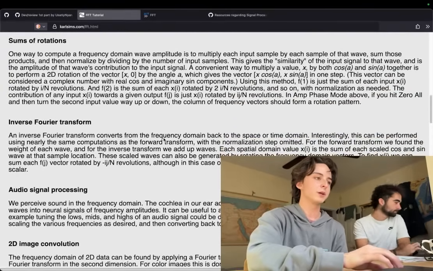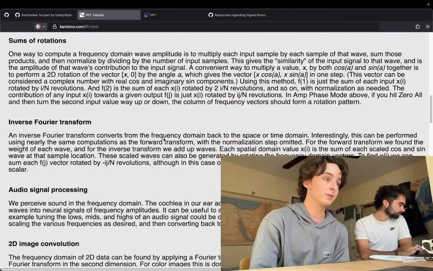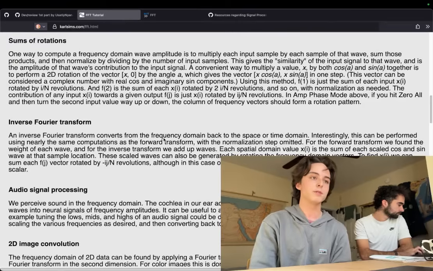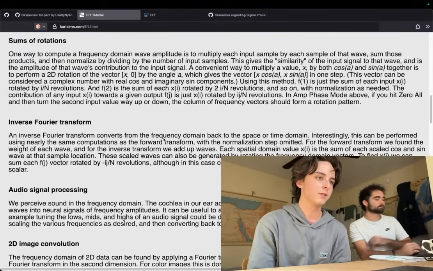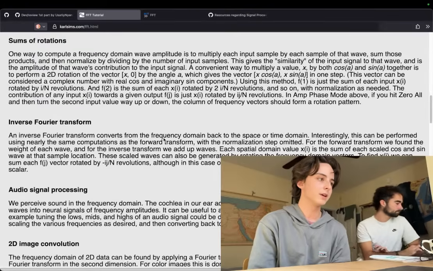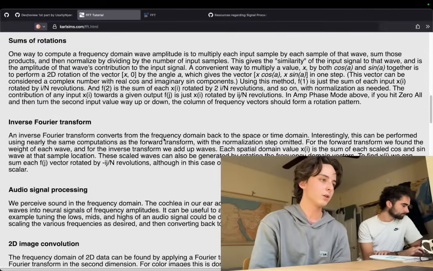One way to compute a frequency domain wave amplitude is to multiply each input sample by each sample of that wave. Sum those products and then normalize by dividing by the number of input samples. So basically just a Riemann sum, which is basically an integral. This gives the similarity of the input signal to that wave and is the amplitude of that wave's contribution to the input signal.